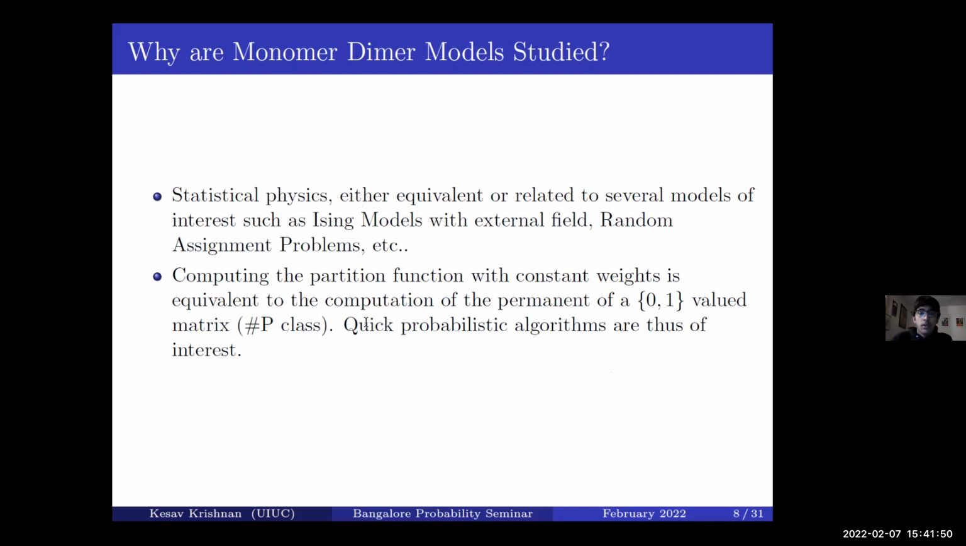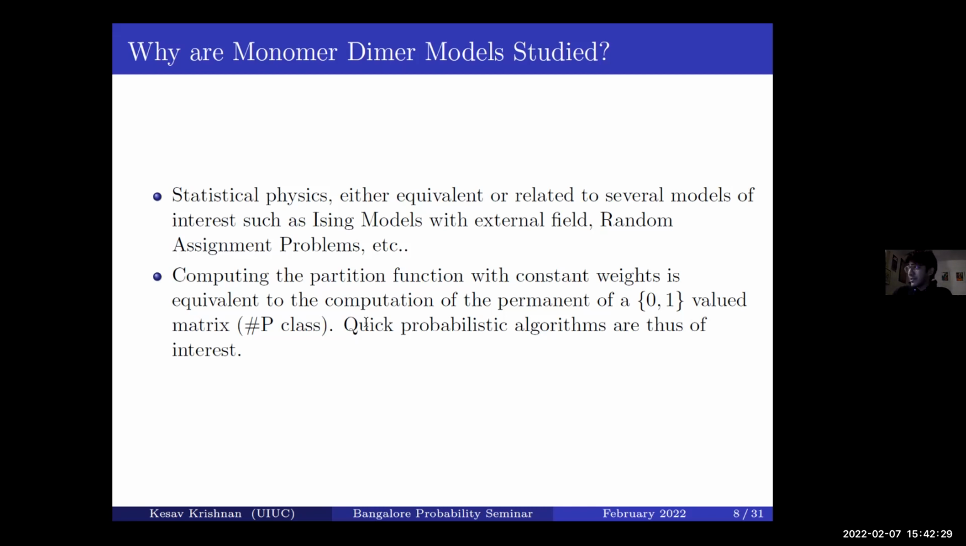Continue. Okay. So why are Monomer-Dimer models studied? In the context of statistical physics, they can be shown to be either equivalent or related to several models of interest, such as the Ising model with external field. In fact, in Heilmann and Lieb's original paper, they do prove a correspondence between the Monomer-Dimer model with non-zero monomer potential and the Ising model with an external field, and random assignment problems, which is essentially the Monomer-Dimer model on a bipartite graph, on the bipartite complete graph.